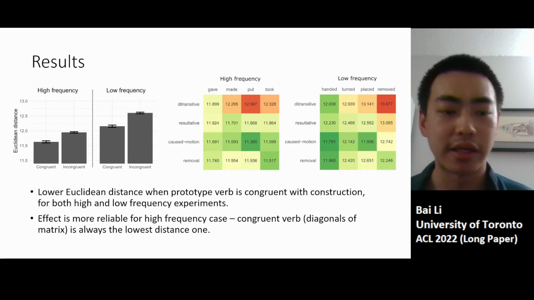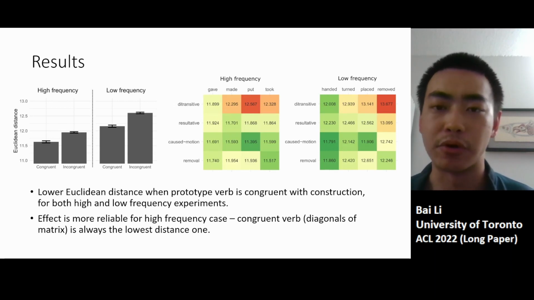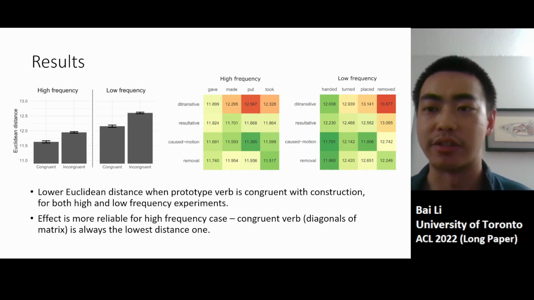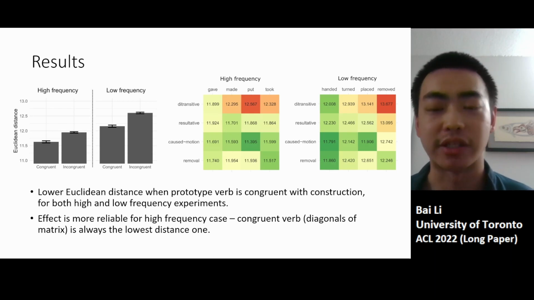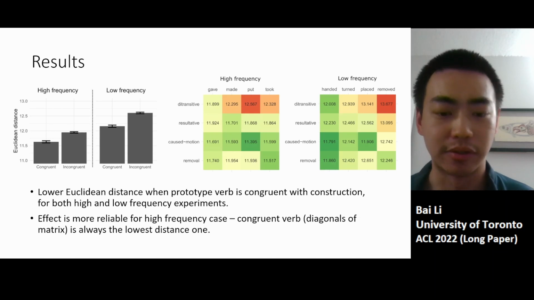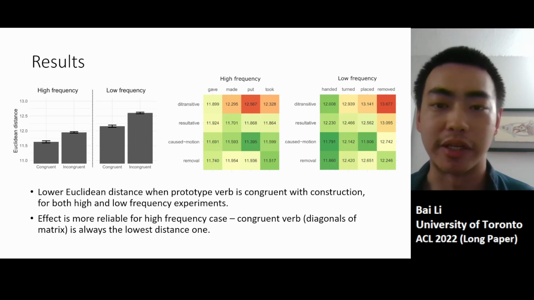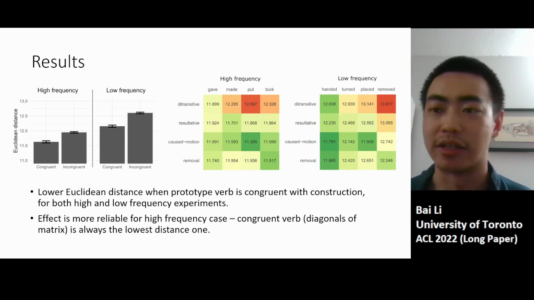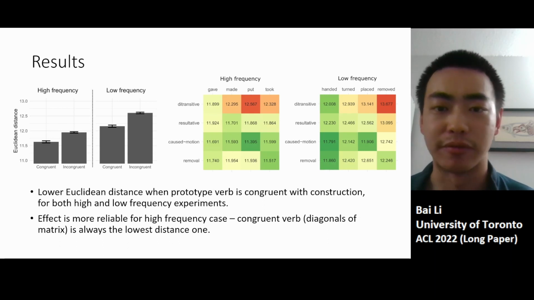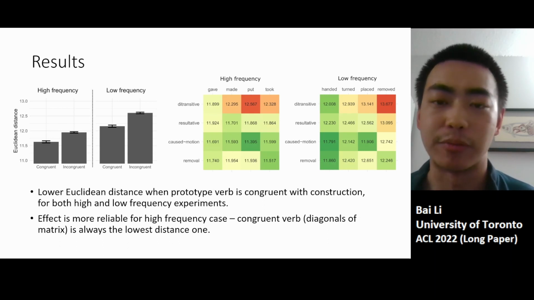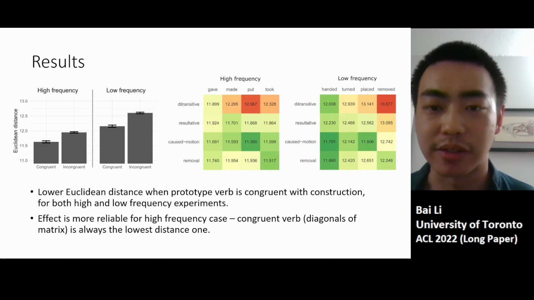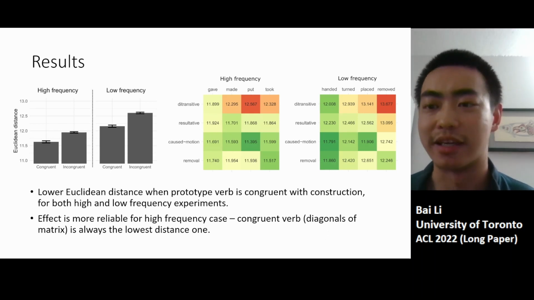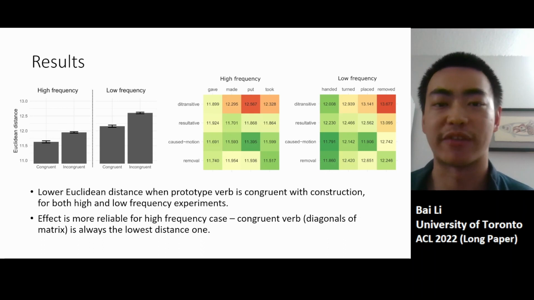And furthermore, this effect is more reliable for the high frequency verbs than the low frequency verbs. So if we look at the diagonals in the high frequency case, it is always the lowest distance one, the lowest one in the row, whereas this is not so reliable in the low frequency verbs. And this is probably because the high frequency verbs generate contextual embeddings more reliably than lower frequency verbs, which have more noise.